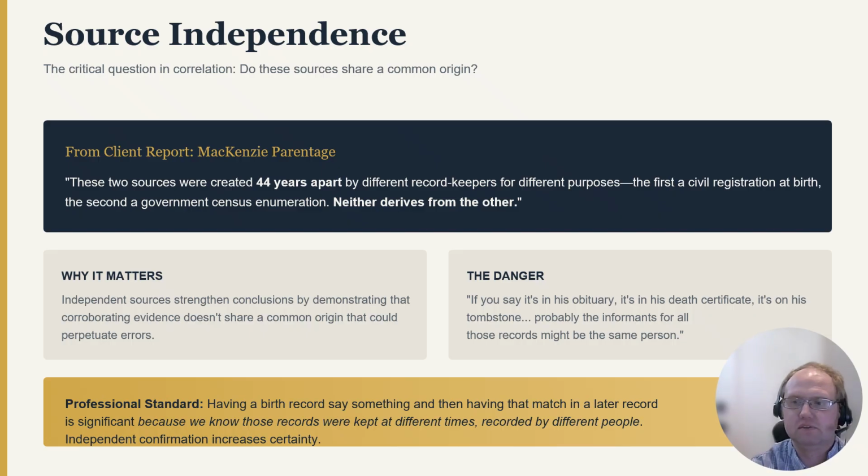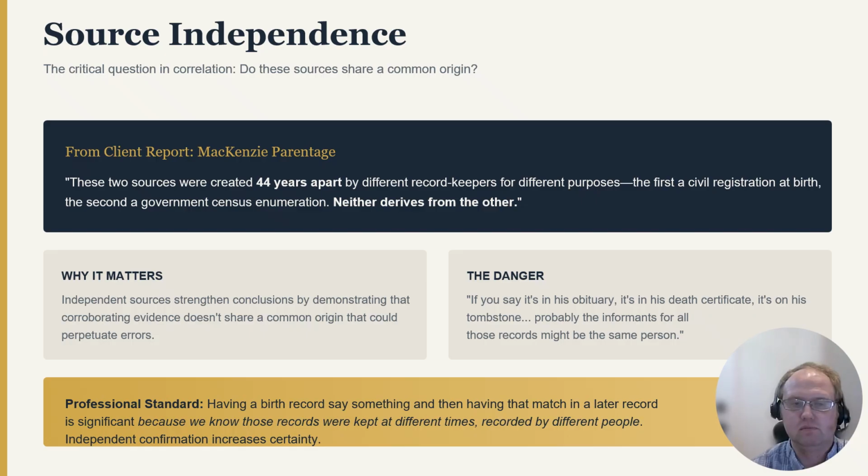Source independence. Let's say that you have multiple sources created a number of years apart. I did a research project where there was a 1911 census and a birth registration. They were 44 years apart, but they were kept by different record keepers. They had different reasons for doing so. Neither was derived from the other, and that's what made the corroboration particularly meaningful.